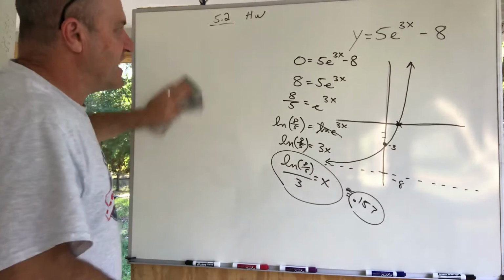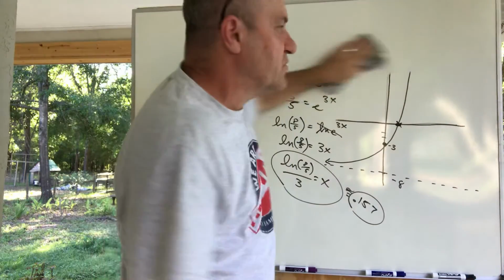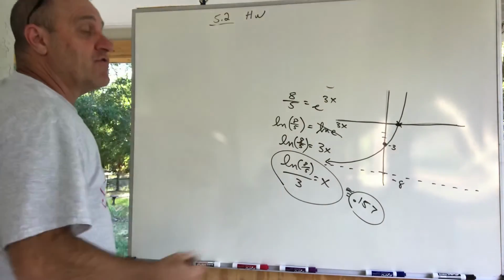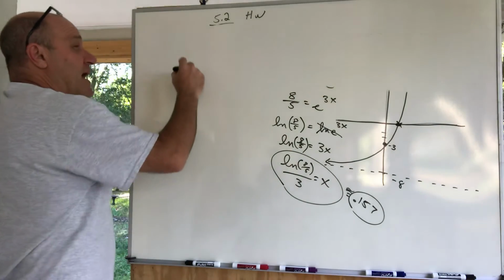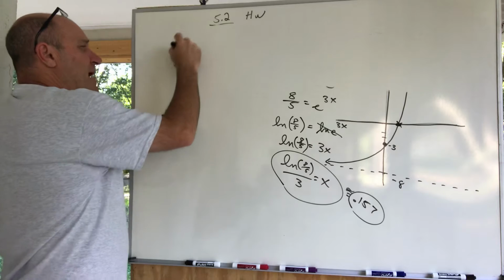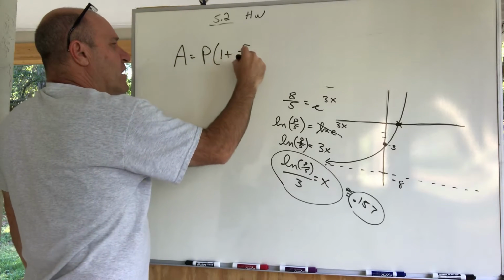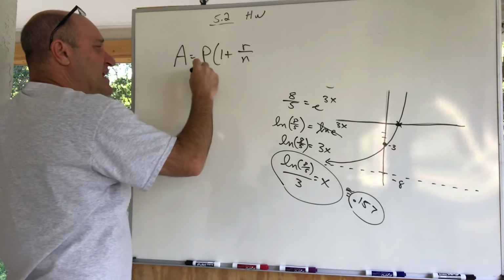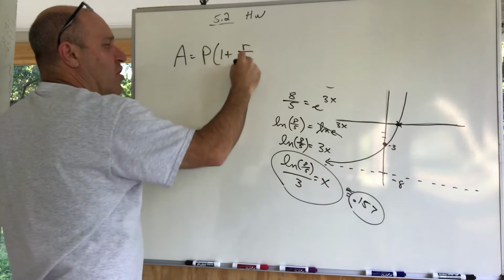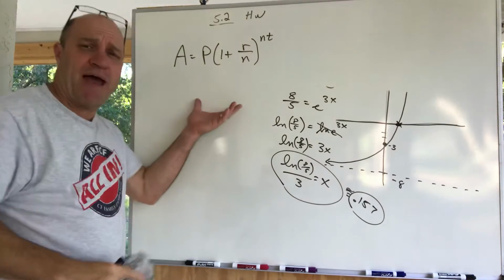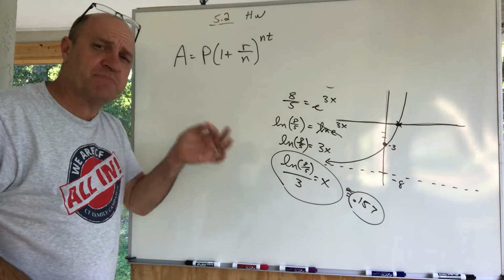There was one of these investment problems where you put some money in the bank, it earns interest, and the amount of money you have grows. And we learned about these formulas. I'll write them down again. There's this famous formula, P times 1 plus r over n raised to the nt. This is for compounding interest n times per year.